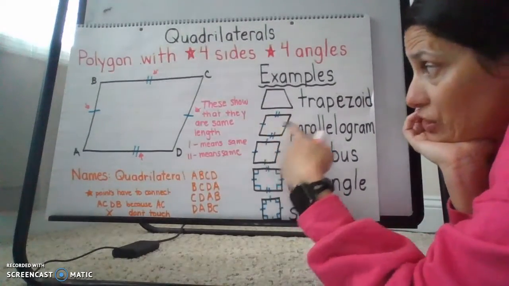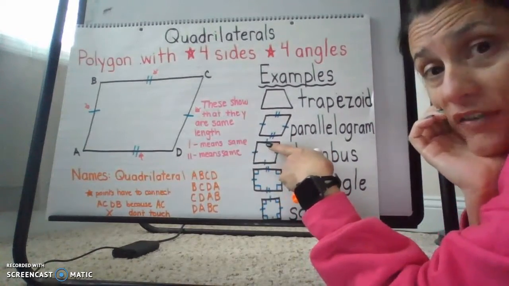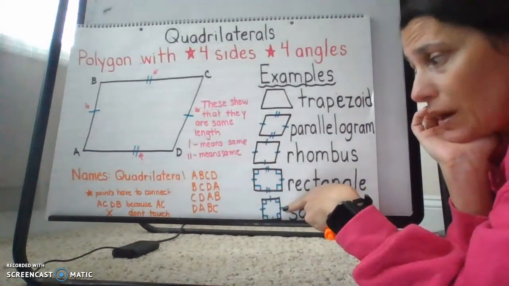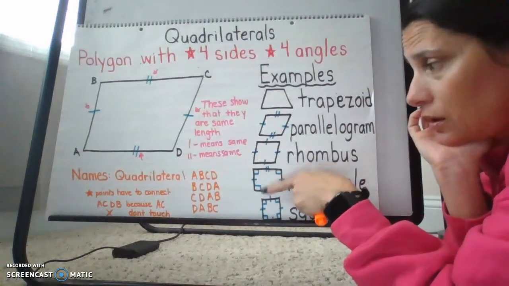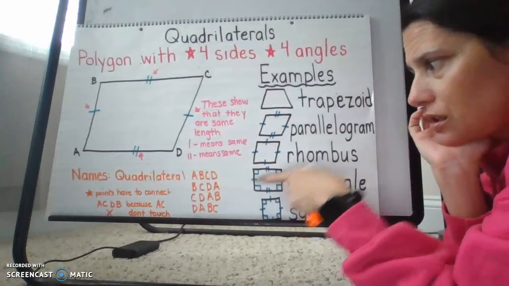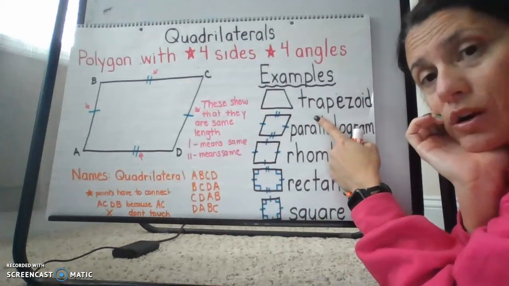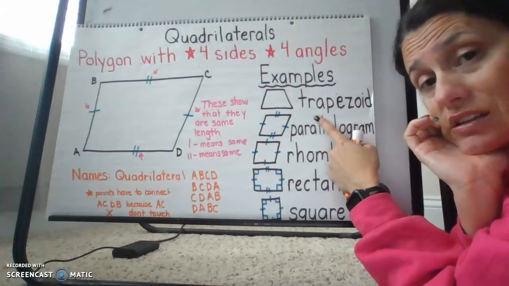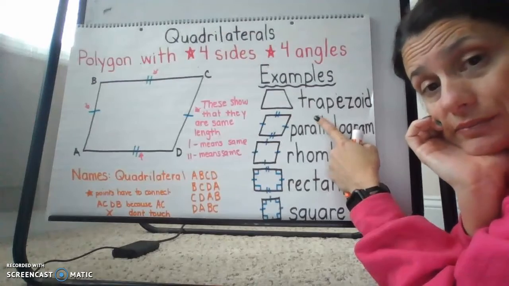So if you look at the parallelogram, it looks just like that one. These 2 sides match and these 2 sides match. A rhombus, they all have to match. And in a square, they all have to match. In a rectangle, those 2 have to match and those 2 have to match. Now, do you notice in the trapezoid, there's no marks? And that means because none of the lines are the same length.